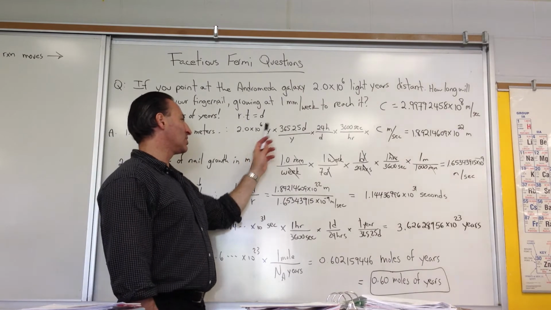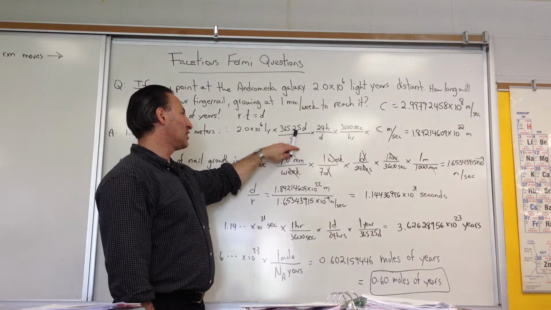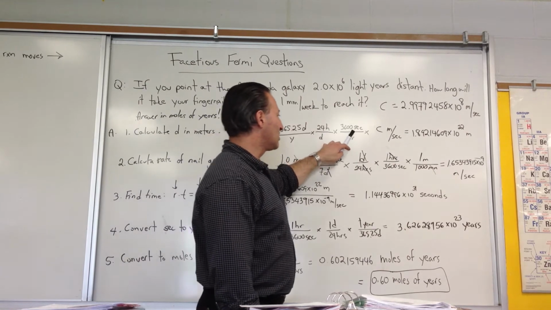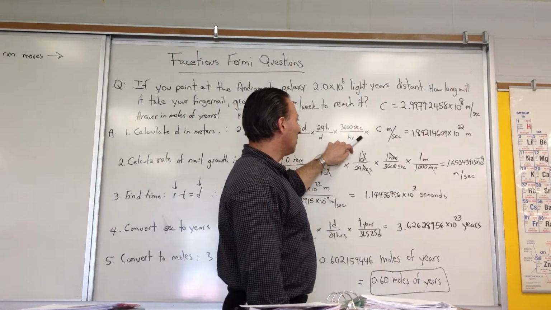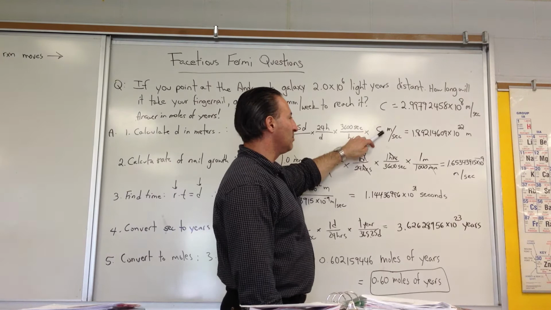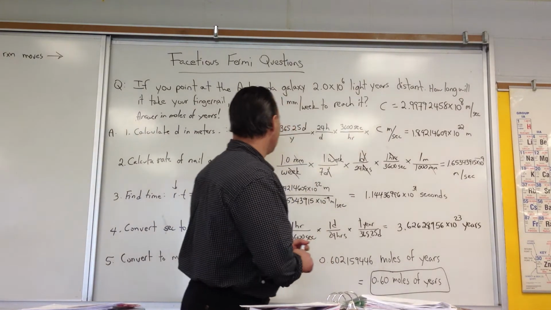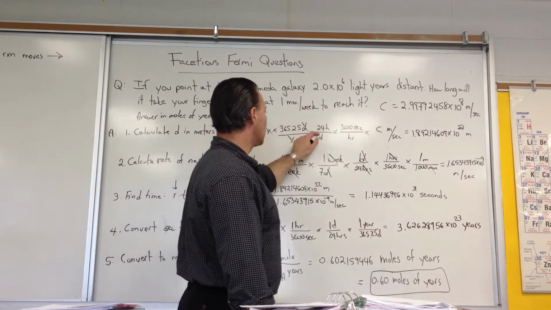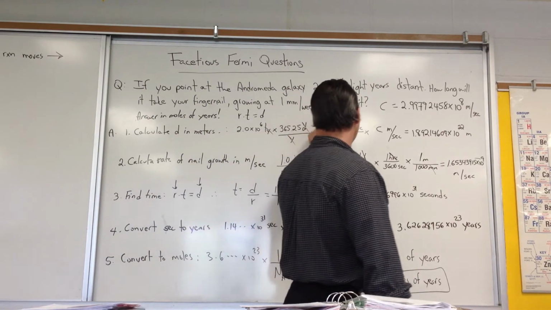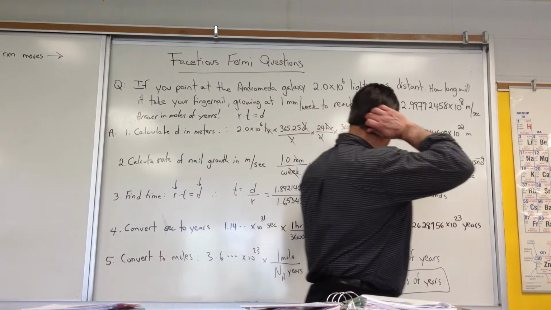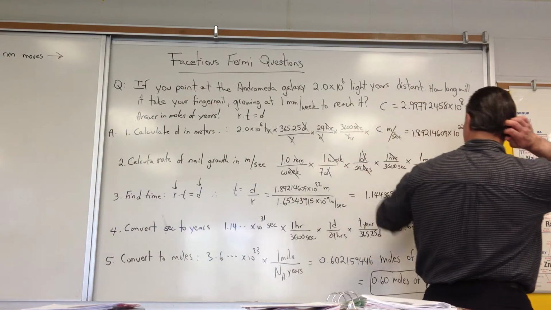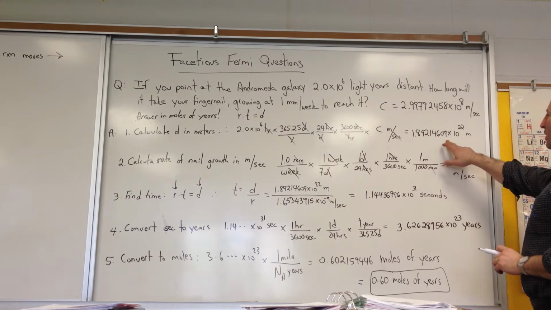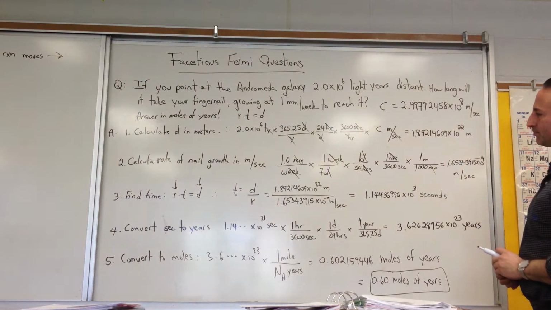So 2 million light years times 365 days a year times 24 hours a day times 3,600 seconds per hour times the speed of light in meters per second. When you cancel all the units that can be canceled, you'll find that you're left with the distance to the Andromeda galaxy in meters. And here it is, 1.89 times 10 to the 22 meters.